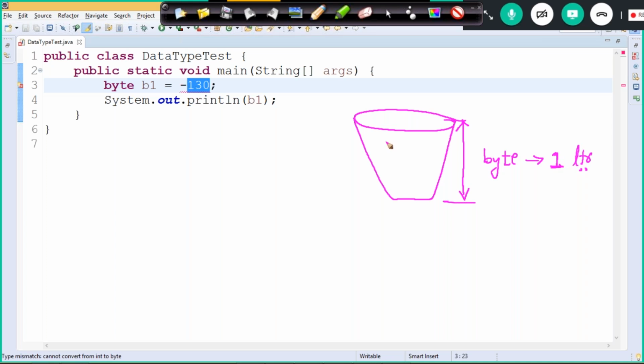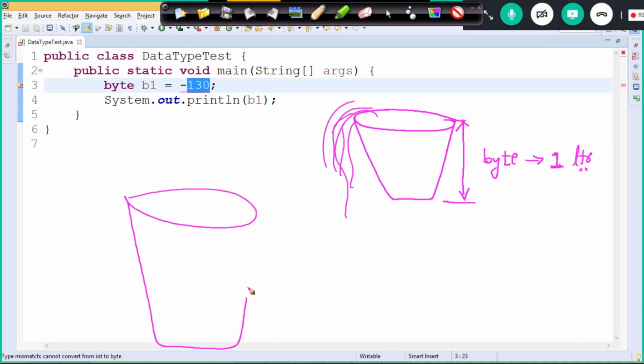Now, when you store the data called 130, 130 cannot be stored in this. It overflows. This becomes small. So hence, what do you need? You need a bigger bucket. To store the data called 130, you need a bigger bucket.